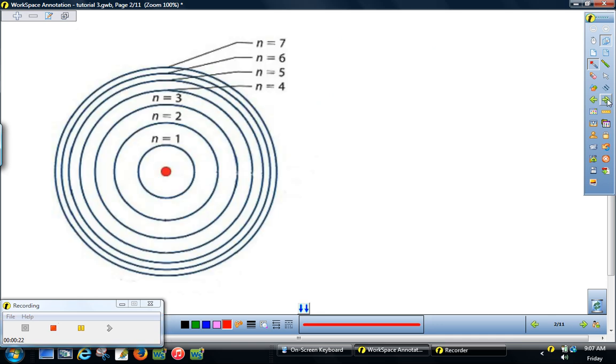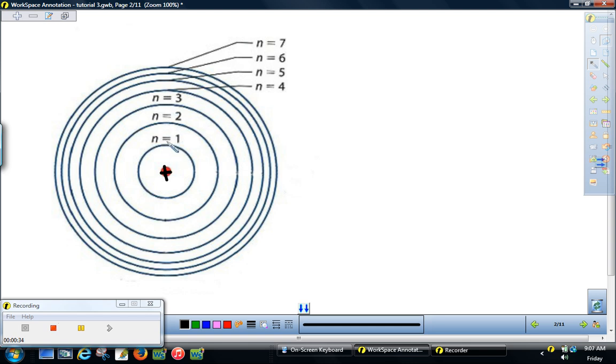So let's begin by looking at Niels Bohr. Niels Bohr came up with the solar system model back in the late 1910s. We had a positive nucleus in the center, and he thought that the electrons were traveling around the nucleus in these fixed orbits. He was incorrect in that they're not traveling around in fixed orbits, but he was correct in that there are different energy values for the electrons.